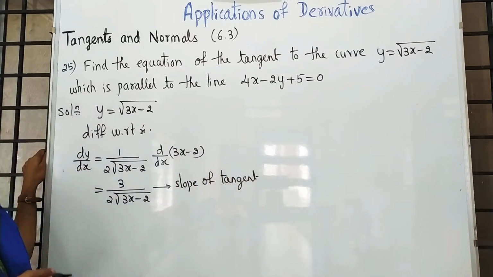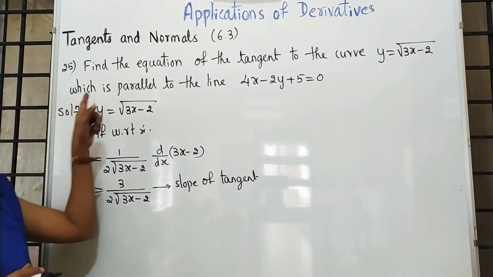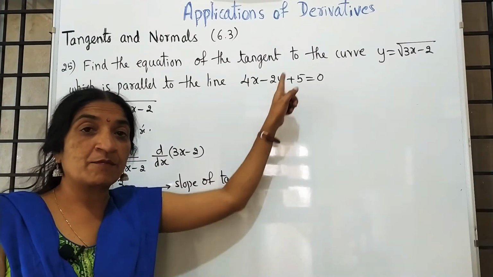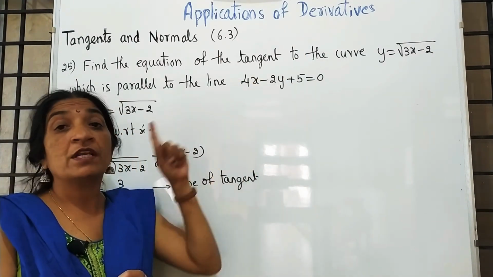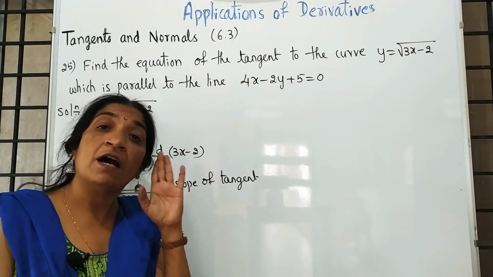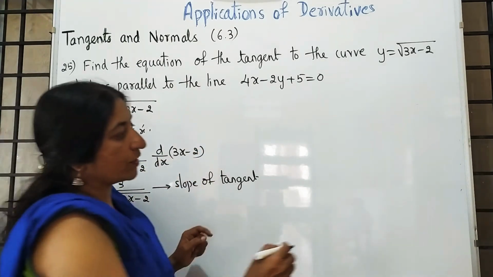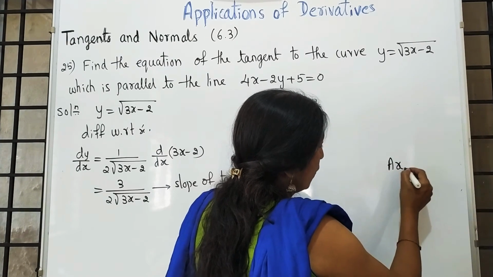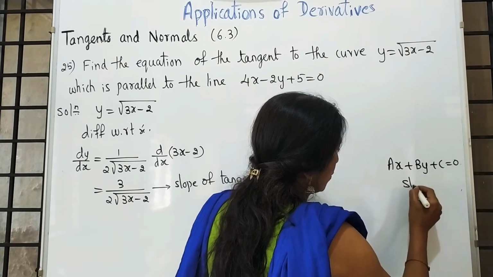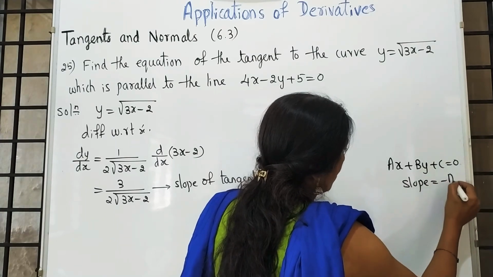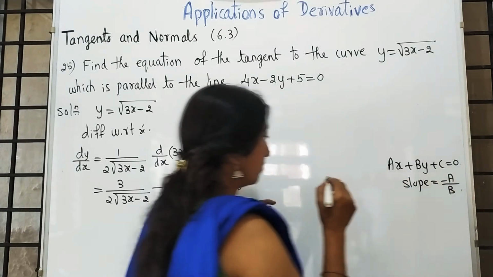And what is given? The tangent is parallel to the line. That means the tangent is nothing but a straight line that is parallel to the line. That means their slopes are equal. And for this equation, you know how to write the slope. For the equation ax plus by plus c is equal to 0, the slope is minus a upon b.